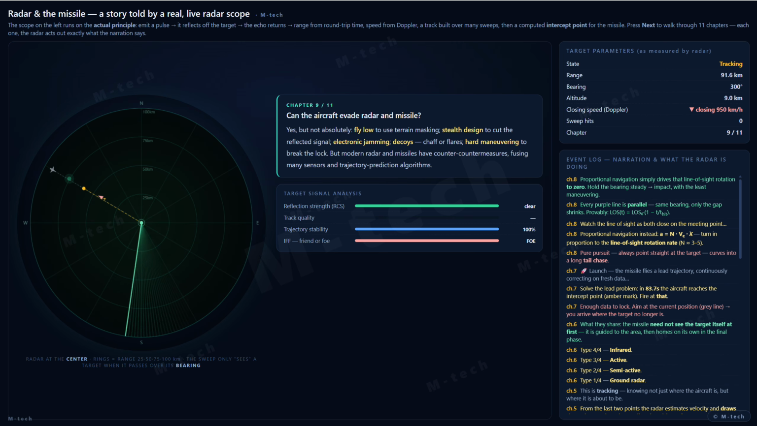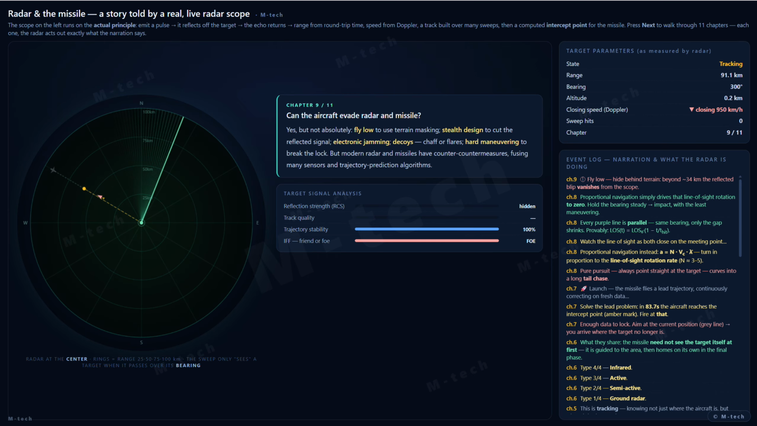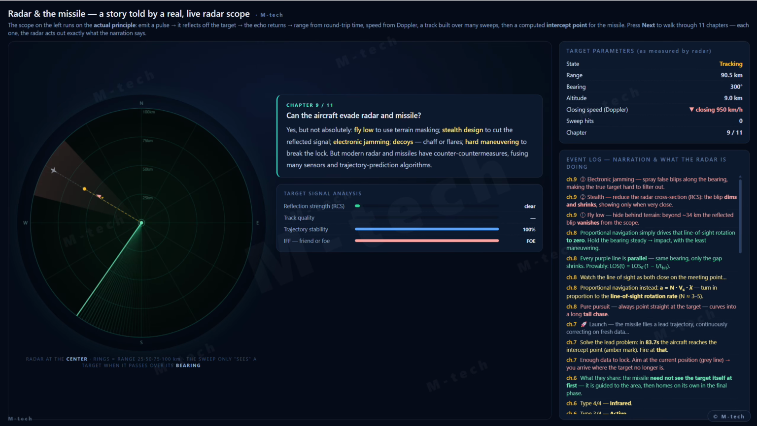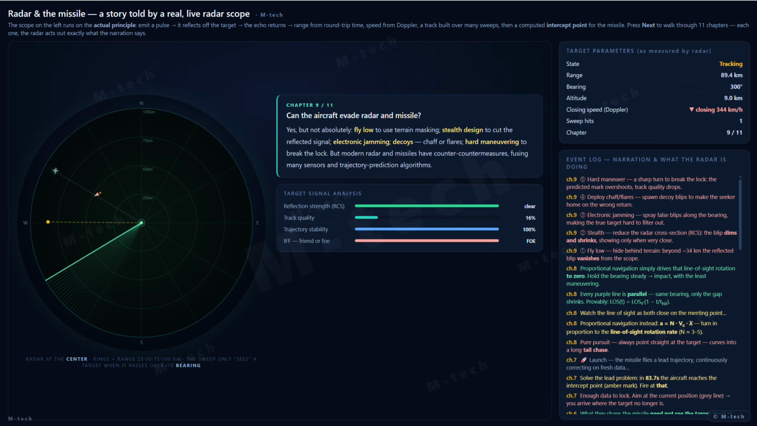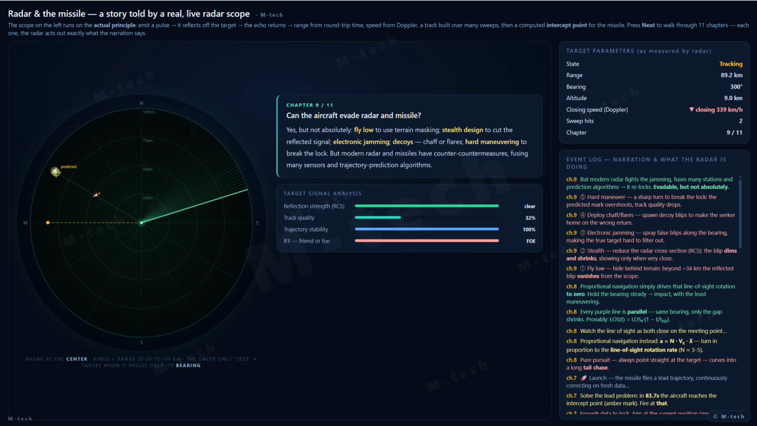Can the aircraft evade radar and missile? Yes, but not absolutely. Fly low, to use terrain masking. Stealth design, to cut the reflected signal. Electronic jamming. Decoys, chaff, or flares. And hard maneuvering, to break the lock. But modern radar and missiles have countermeasures, fusing many sensors and prediction algorithms.